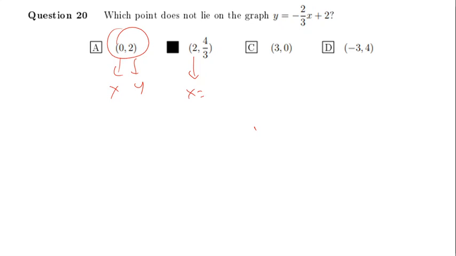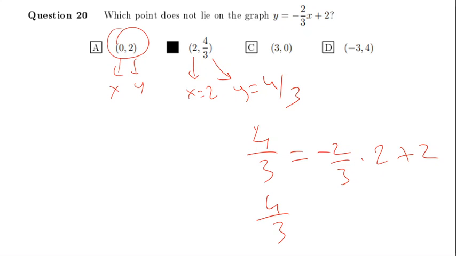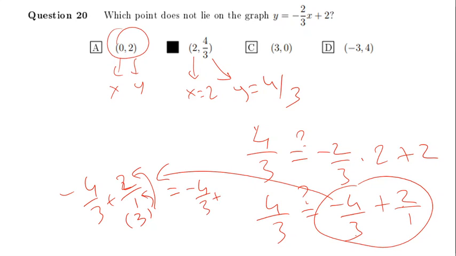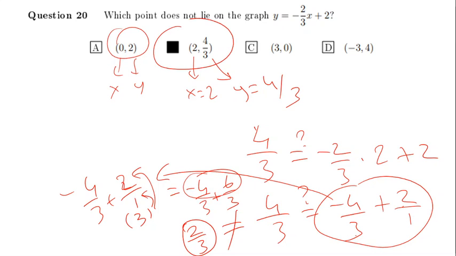So x equal to 2 and y equal to 4 over 3. Now plug them in. Is 4 over 3 equal to negative 2 over 3 times 2 plus 2? That will be negative 4 over 3 plus 2. Is it true? 3 times 2 is 6, so this will give you minus 4 over 3 plus 2 over 1 multiplied by 3. So we got negative 4 over 3 plus 6 over 3. When you add them, you get 2 over 3, which is not equal to 4 over 3. So this doesn't lie on the graph.